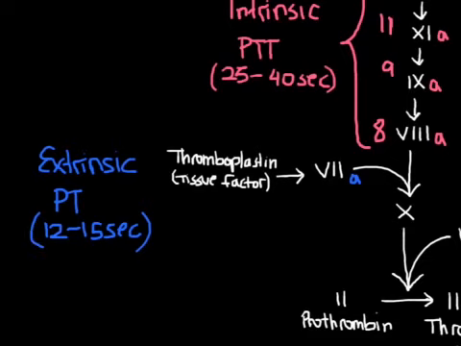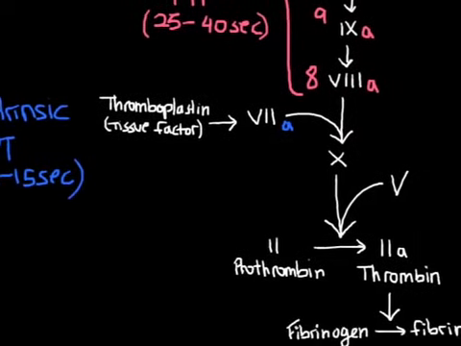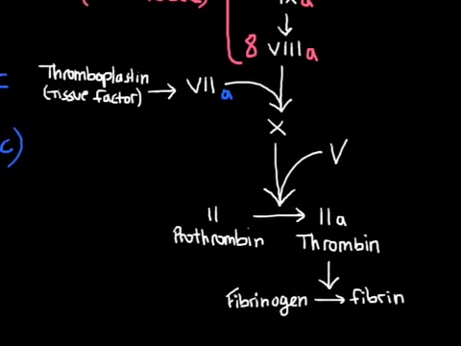pathway. Finally, moving on to the common pathway, once the extrinsic and intrinsic pathways come together, they together activate factor 10 into factor 10A. This is then joined by factor 5, factor 5A. Together they convert factor 2, which is also known as prothrombin, into factor 2A, thrombin.